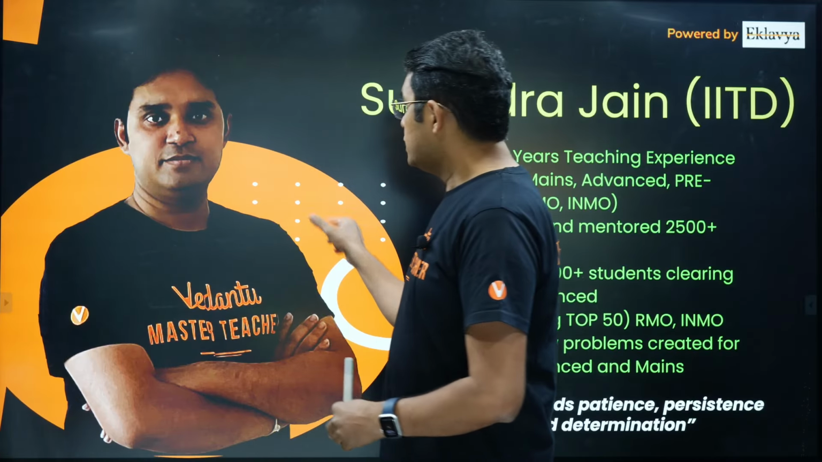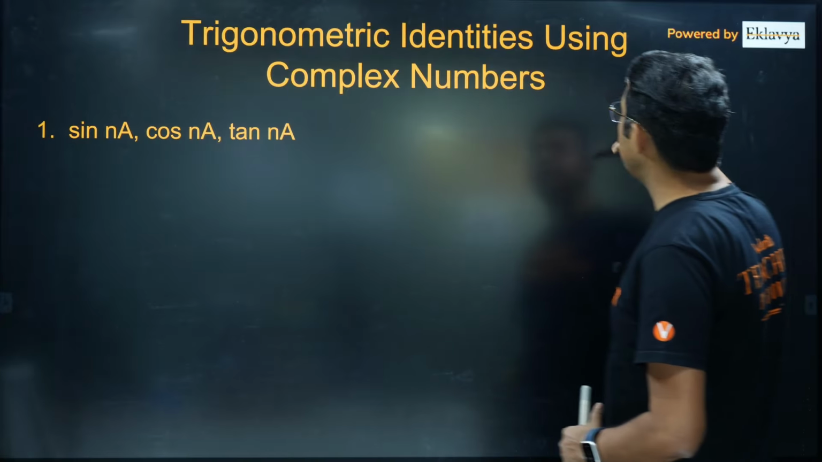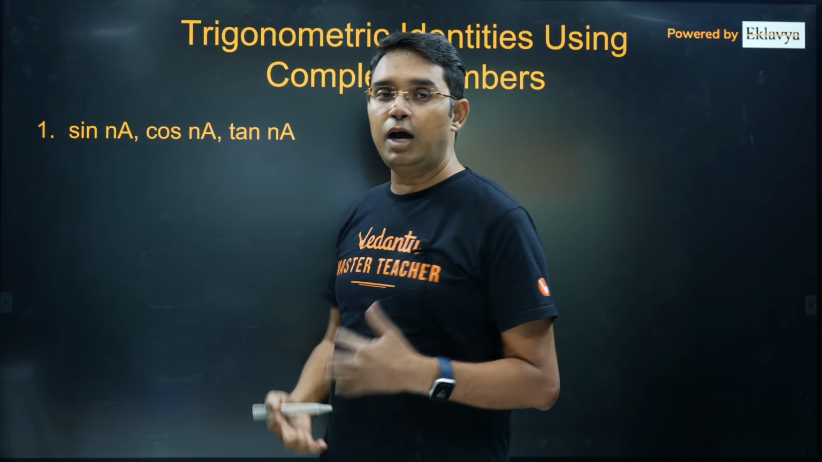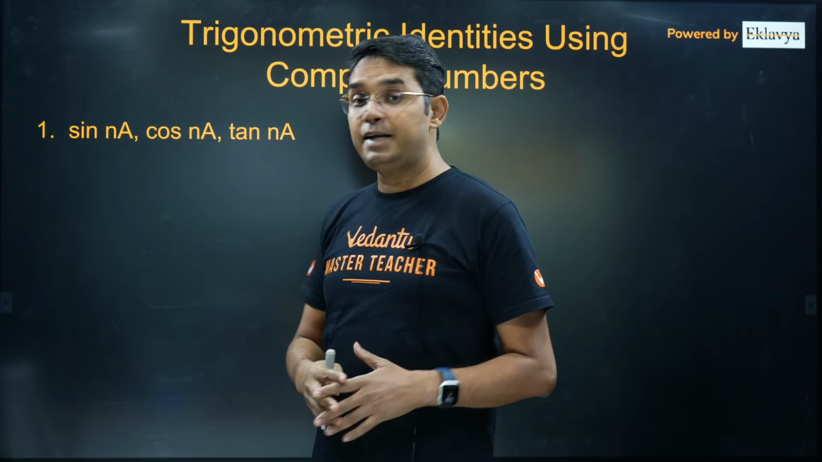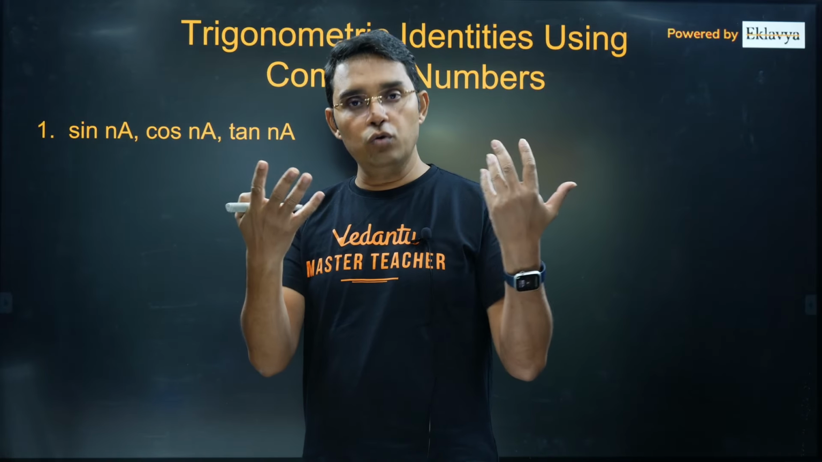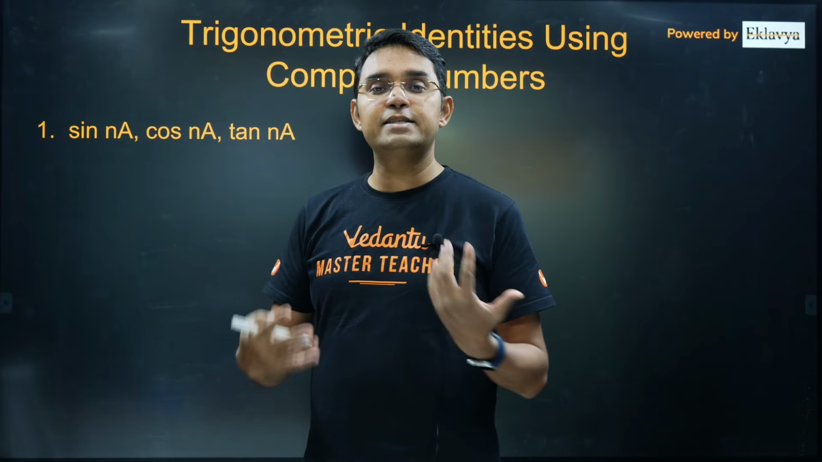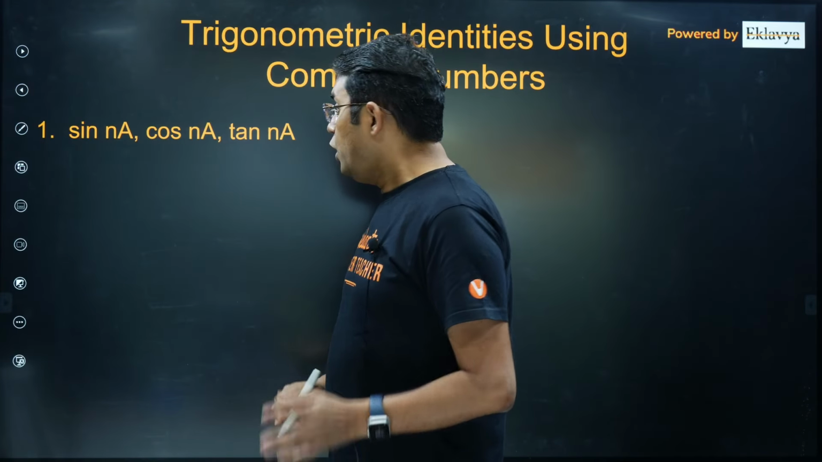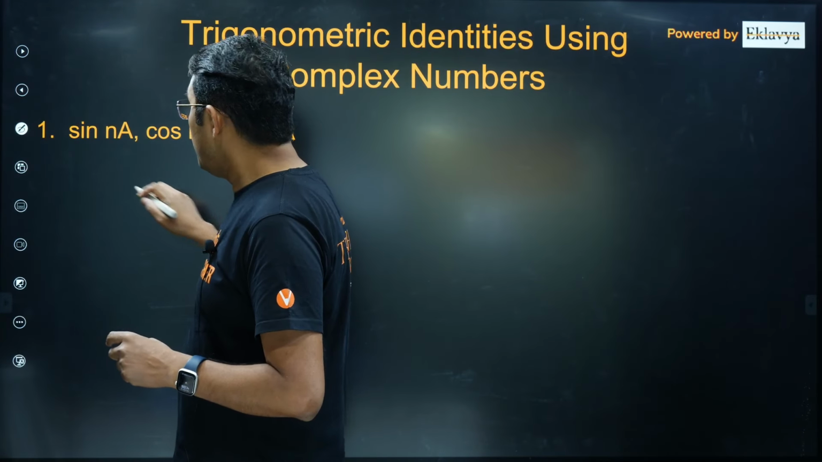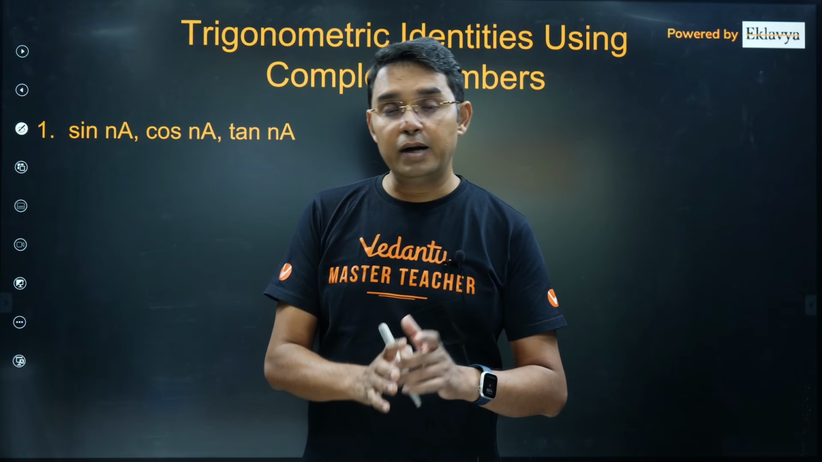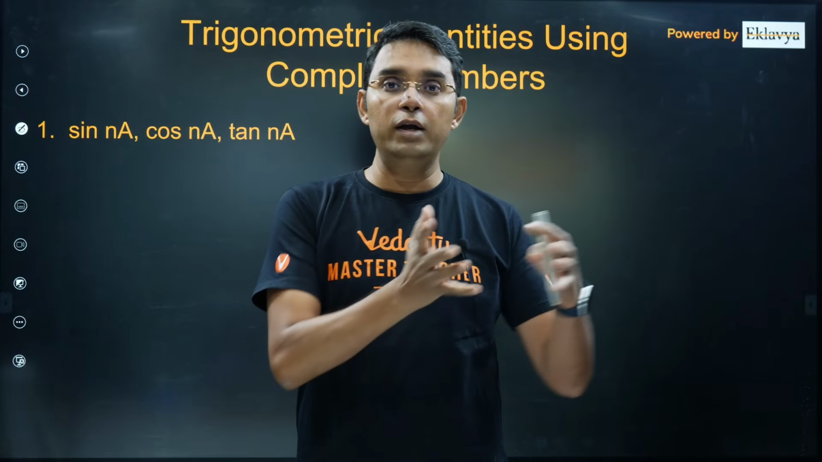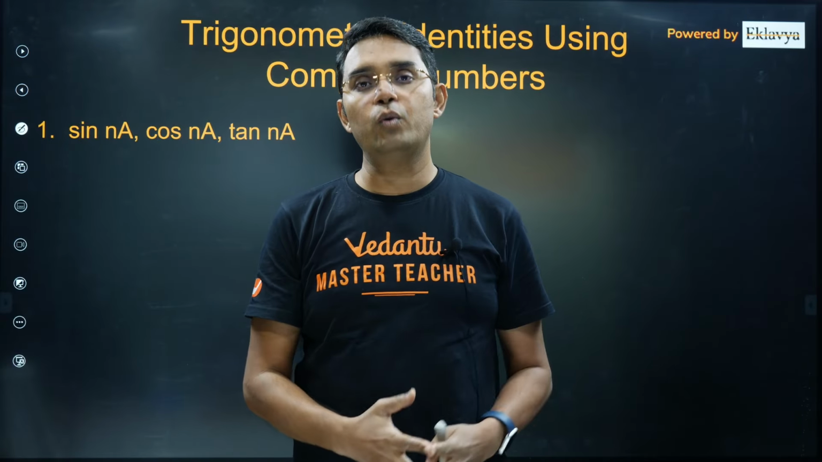So now coming to the topic, that is trigonometric identities using complex numbers. Here I will first talk about how sin nA, cos nA, tan nA for any general value of n can be derived. Like for 2 and 3 you already know, but for 4, 5, 6, 7, if you need, how you can derive it. I will not claim that they are very much used in every year's questions, but this is some idea that if you know, you will have alternate ways to crack some questions.